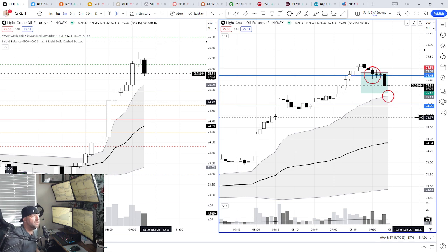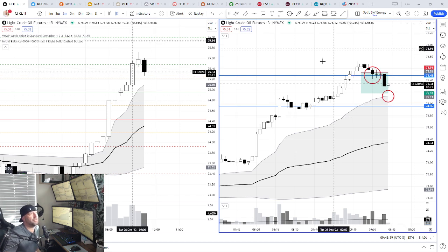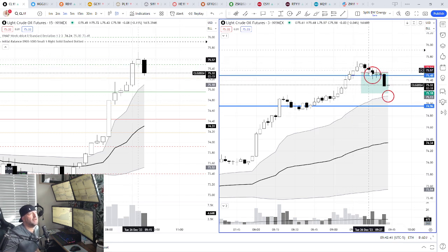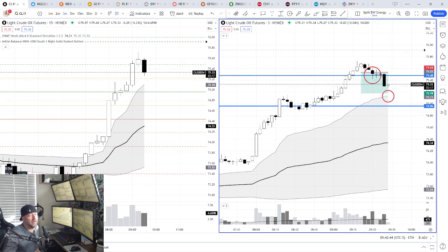I have an idea of where it is, but as you can see, it can chop around this level for a bit, break above it, retest it, break below it. If it went straight up and down in our anticipated directions, this would be easy. And we all know that is not the reality.